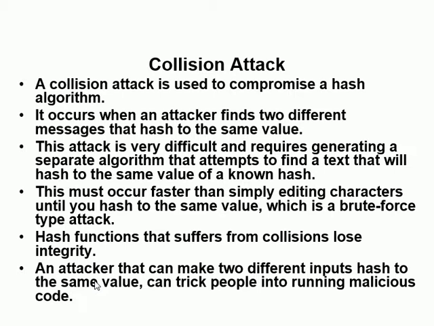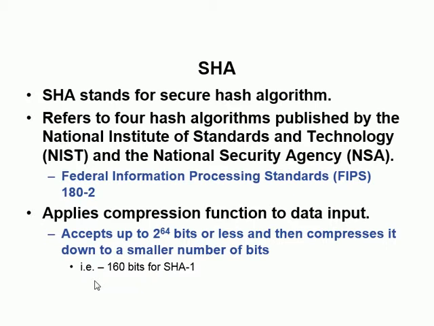So hash functions that suffer from collisions lose integrity because somebody could present some other message as having the same fingerprint as another message. So an attacker that can make two different inputs hash to the same value can trick people into running some malicious code. So a pretty serious attack, although these attacks are very rare. They're also very difficult to do. So they're not common, but they could happen. So it's certainly something we have to be aware of. So next, we're going to talk about some of the hashing algorithms we have available to us.